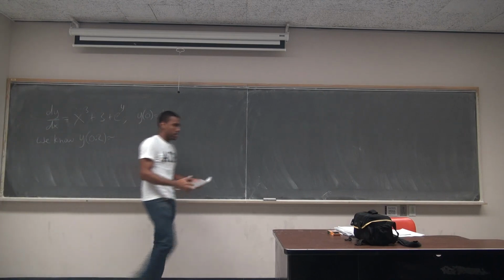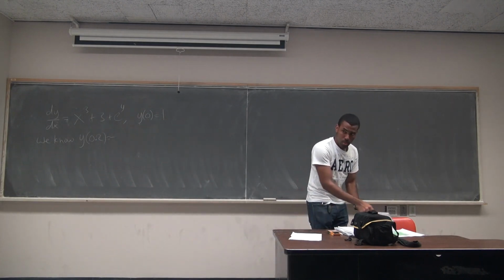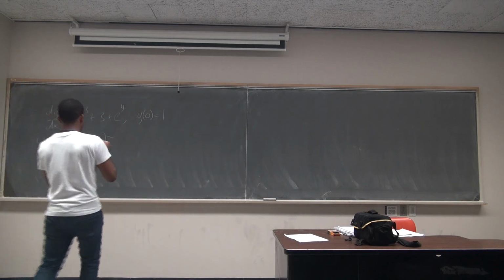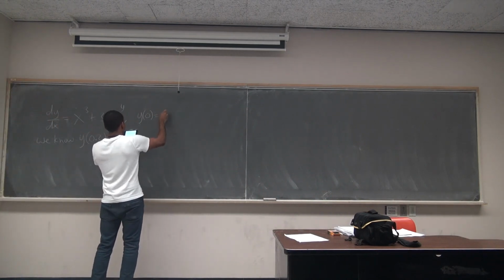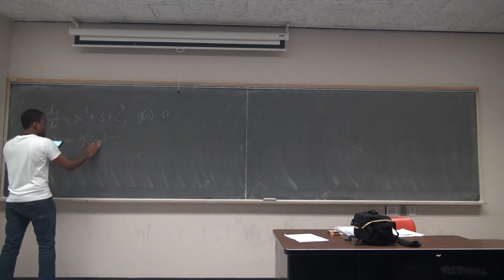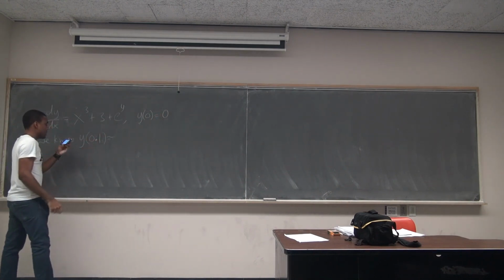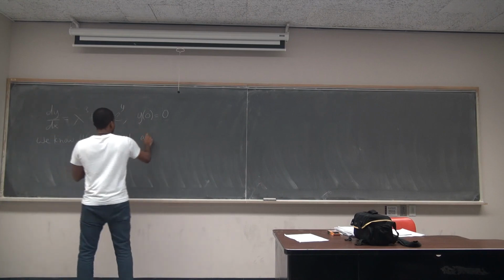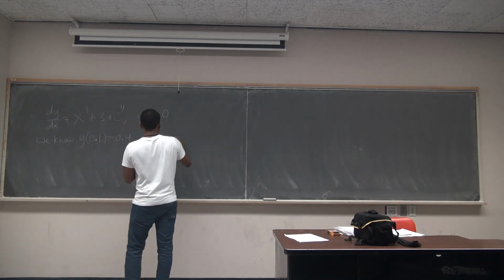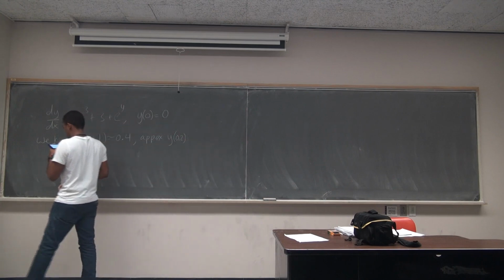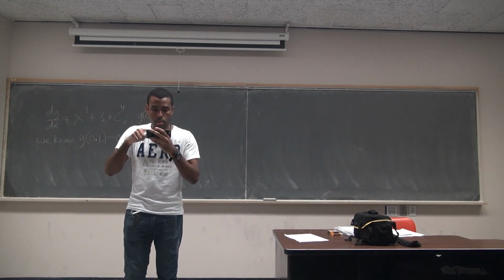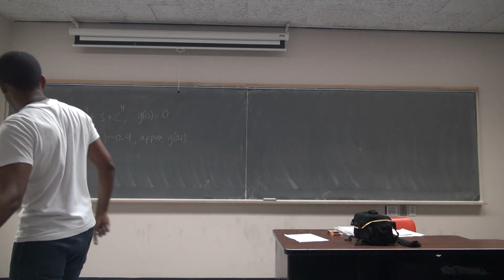I actually have it here. It says y of 0 equals 0. I told you that y of 0.1 was 0.4, and then I said approximate y of 0.2. I could have phrased that another way, right?